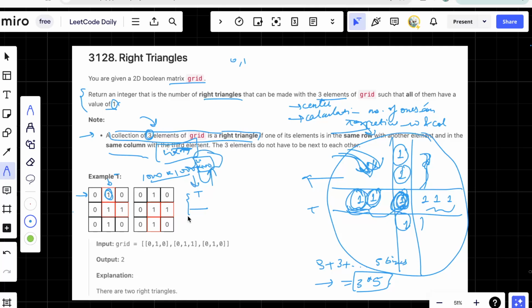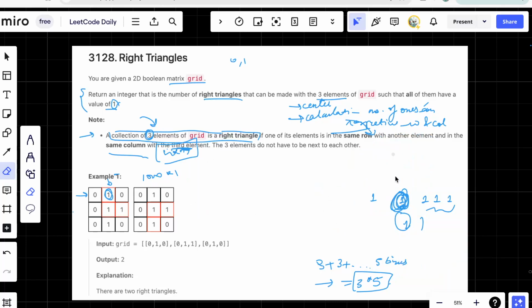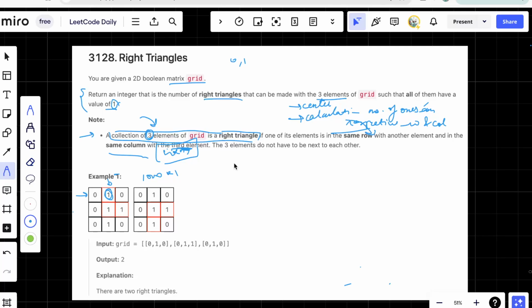All right, so what if I pre-calculate the count of 1s in all the rows and all the columns? That is exactly how we're going to get rid of this. So we are going to pre-calculate the number of ones inside of the respective row and column, okay? Now let us form that.